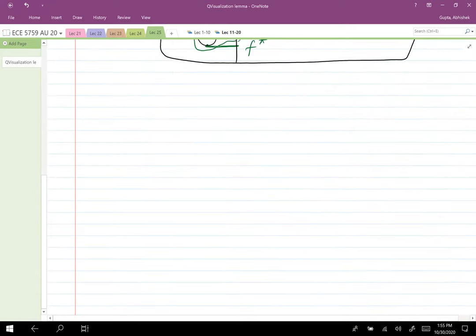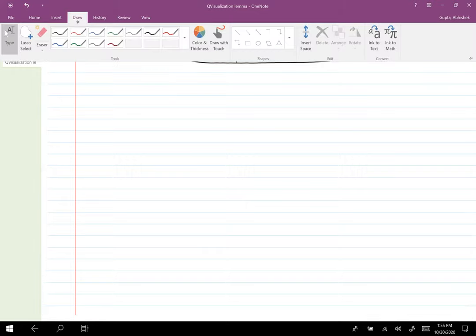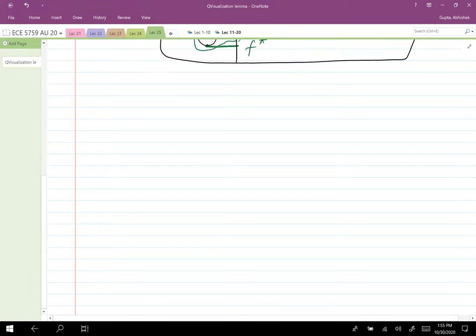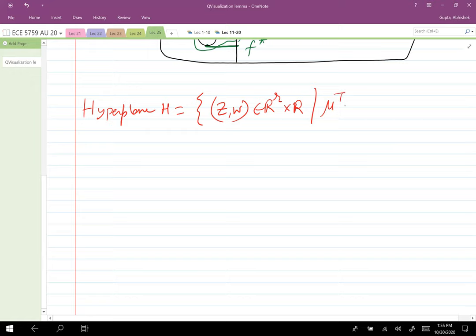So in order to understand the geometric properties of the Lagrangian, let's try to define a few terms first. So I'm going to define H as mu transpose z plus mu naught w, there is no transpose with w because w is a scalar, equals some constant C. So any hyperplane in R^m cross R can be written in this fashion. So mu is a vector, mu naught is a scalar, C is a scalar.